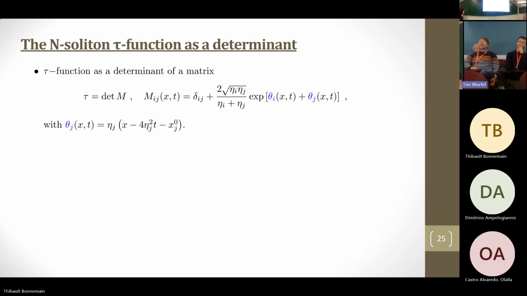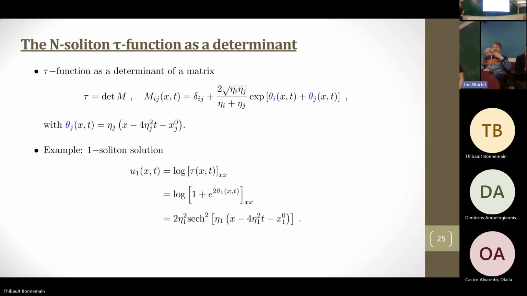So maybe that's another nice problem of random matrix theory: how to get tau for large n when you distribute the etas and the x naughts randomly. So yeah, I don't know how to do this, but if you have any ideas, I'm interested.